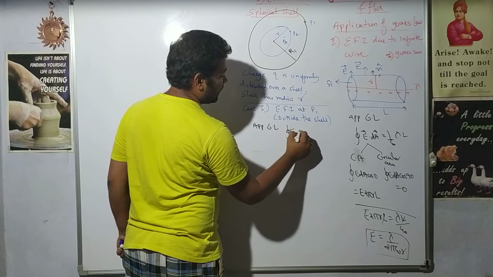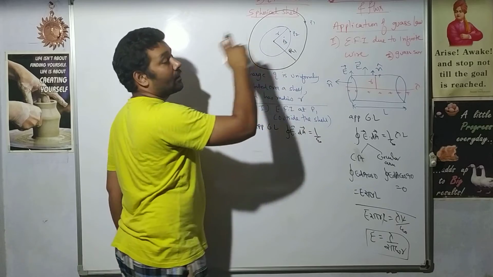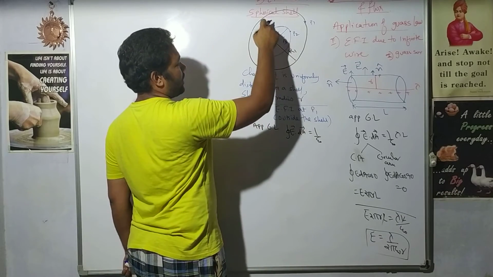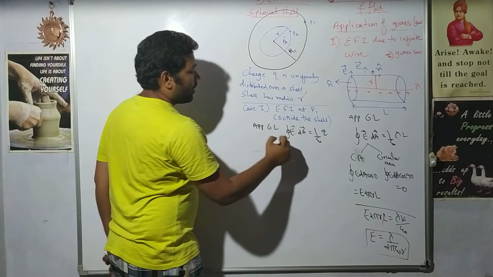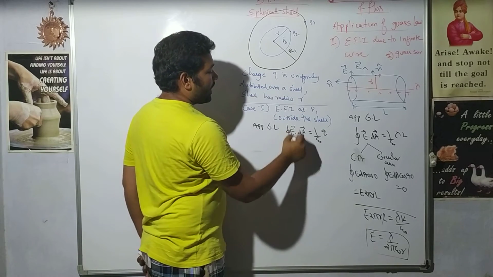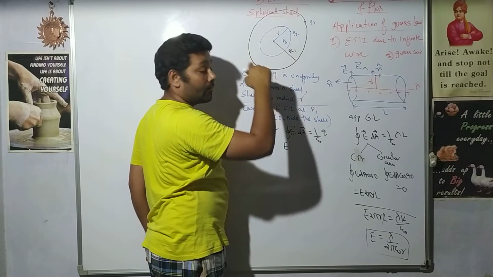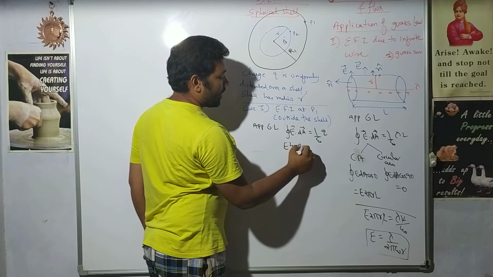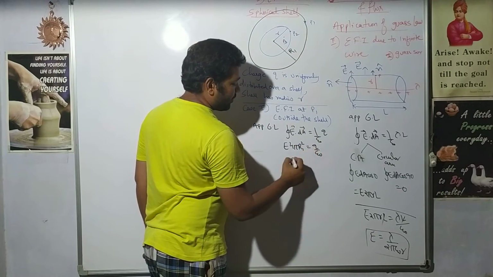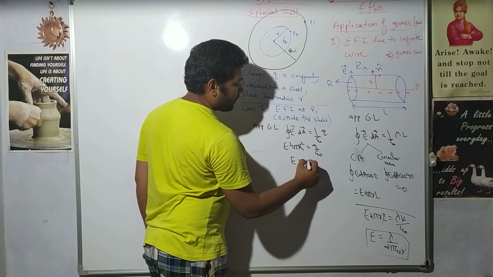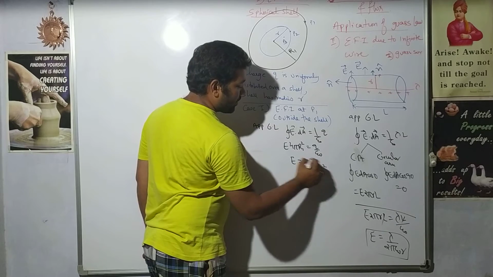Surface integral of E dot dA will be equal to 1 upon epsilon naught times the enclosed charge. How much charge is enclosed by this Gaussian surface? It is written that charge Q is uniformly distributed, so charge Q is enclosed, right? So electric field E and integration of the area. What will be the integration over this Gaussian surface? It is 4 pi R1 square, right? The Gaussian surface has a radius R1. So Q by epsilon naught. So electric field intensity is Q by 4 pi epsilon naught R1 square.